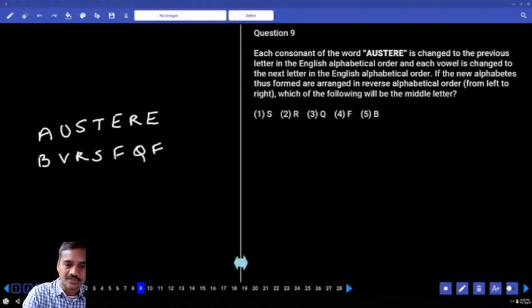Reverse alphabetical order. That means now which comes at the first place here? V. Next one is R. Yes, R. Next one is Q. Q, that is choice 3, question number 9.